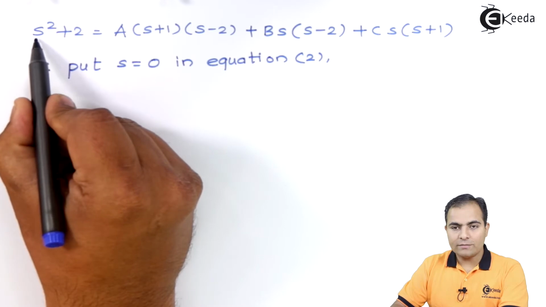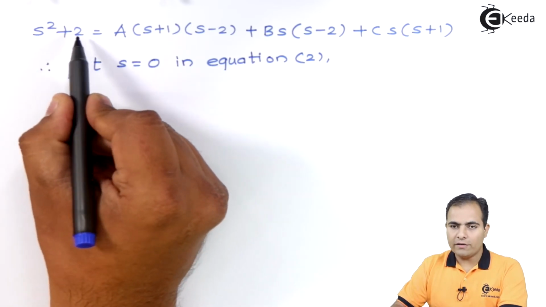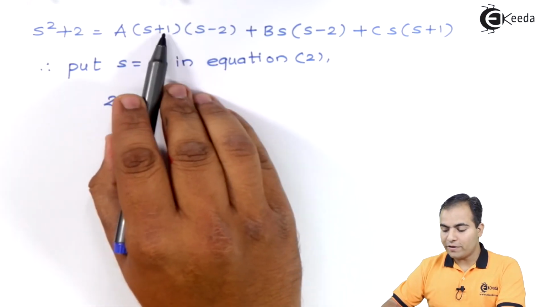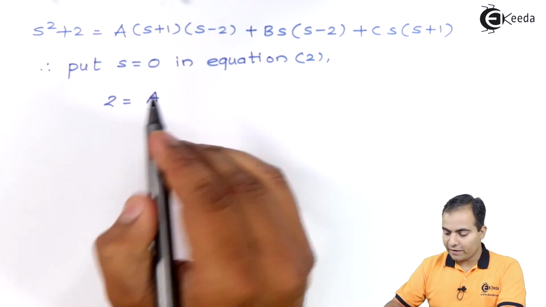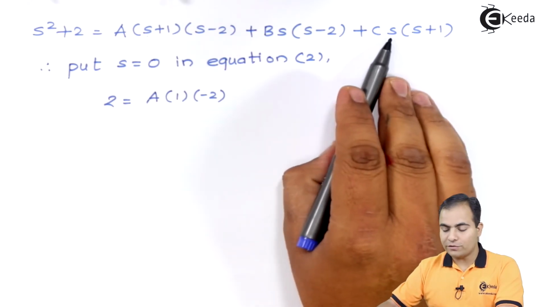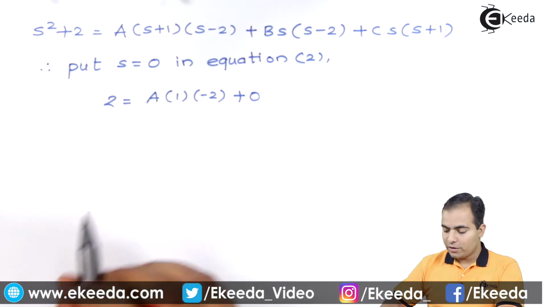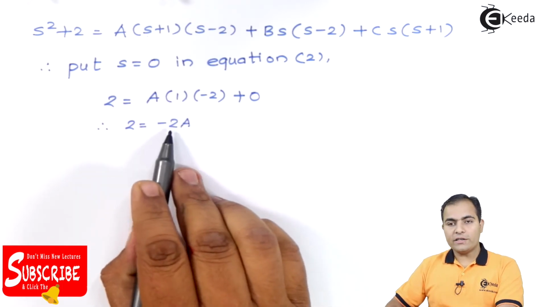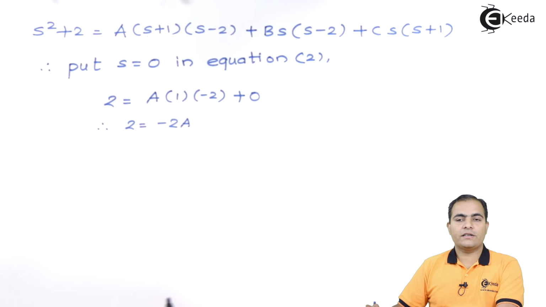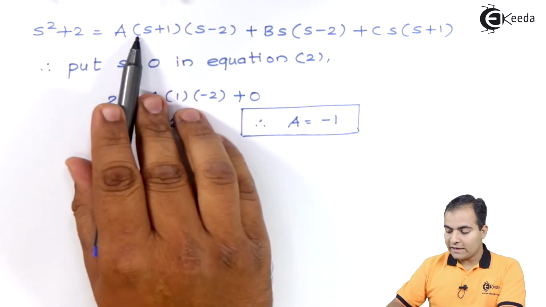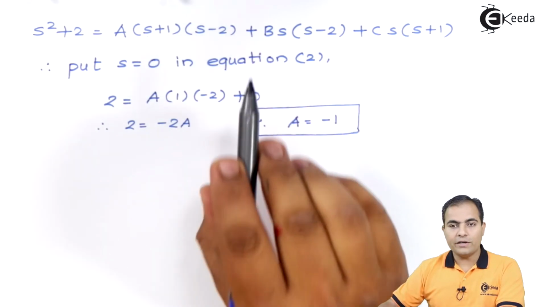Look here, if I replace this s by 0, only 2 will be there on the left hand side. Now this s and this s are replaced by 0, so we have only 1 and minus 2 in different brackets. Now this s and this s are replaced by 0, so the whole product becomes 0. So I'm writing only a single 0. Look here, minus 2 into 1 is minus 2. And if you shift this minus 2 to the left hand side, the 2 will get cancelled. We have only the result, that is minus 1 only. Similarly, substitute s equals to minus 1, so that this A term and this C term will get cancelled. You will get the value of only B.